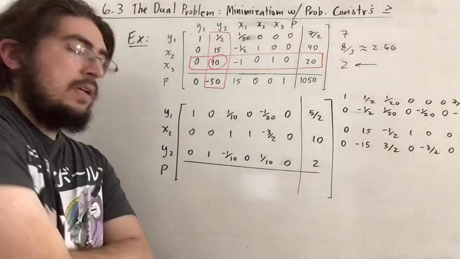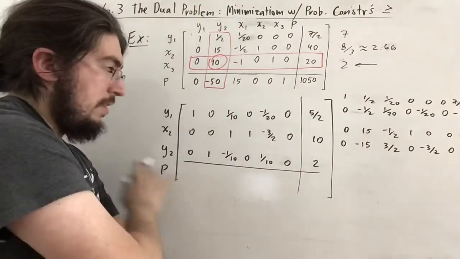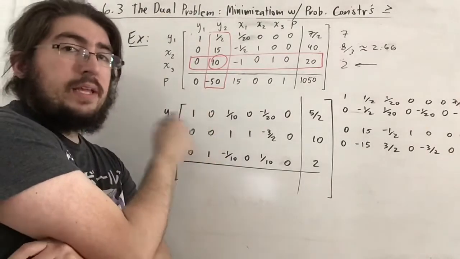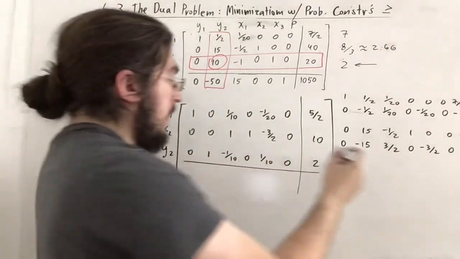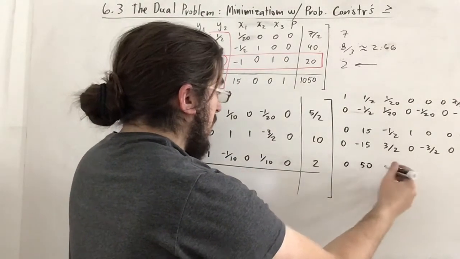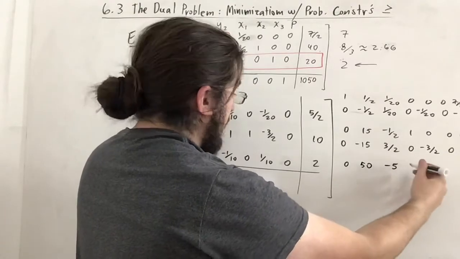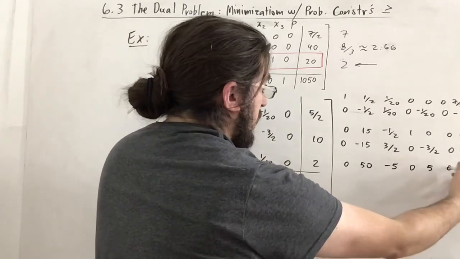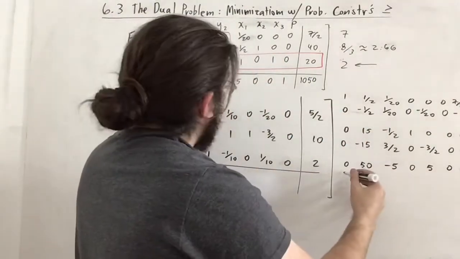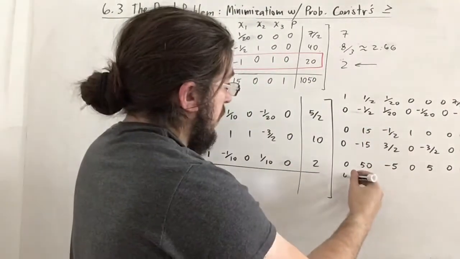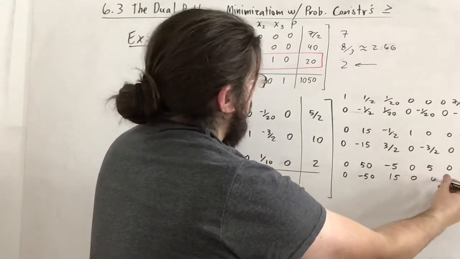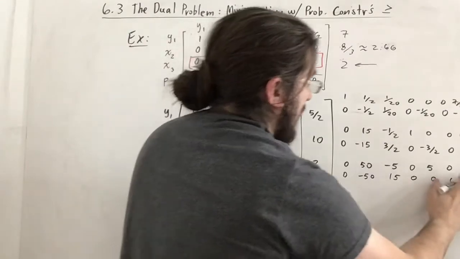Great. Finally, the one we really care about, the bottom one. So let's see. I'm going to multiply this by 50 to match that negative 50 here for the bottom row. So multiplying every entry here by 50, we get 0, 50, 50 over 10 is 5, so that's negative 5, 0, 5, 0, and 50 times 2 is 100. Okay, the original bottom row here is negative 50, 0, negative 50, 15, 0, 0, 1, and 10, 50.